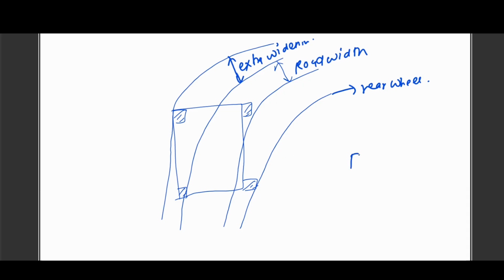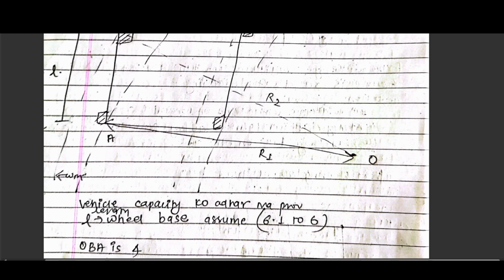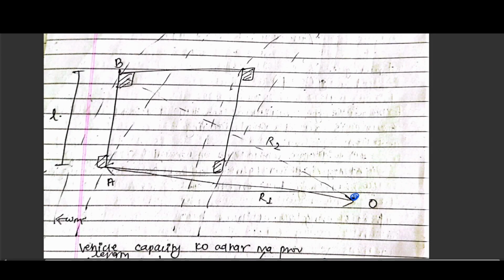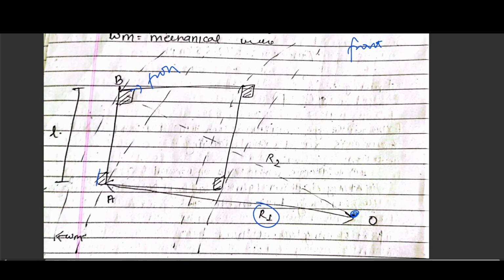So it will have a radius R, and maybe this is the center. Let me consider this as the center, and R1 is the radius of the path traced by the outer rear wheel. The front wheel is the wheel in the front direction, and the backward wheel is called the rear wheel.